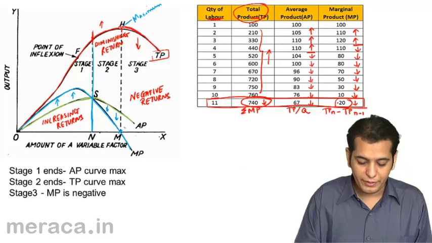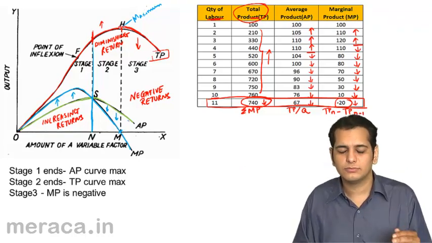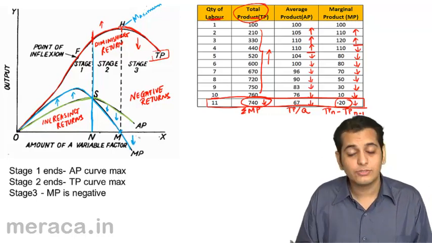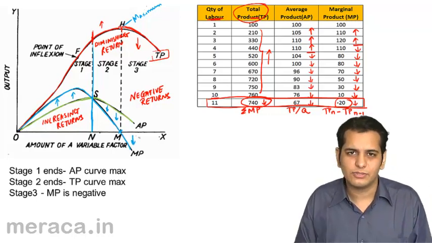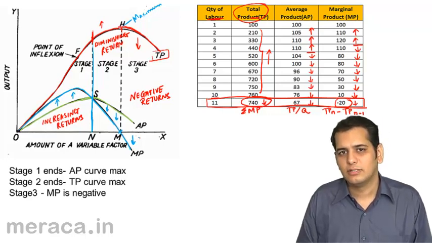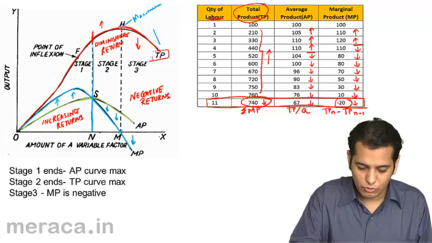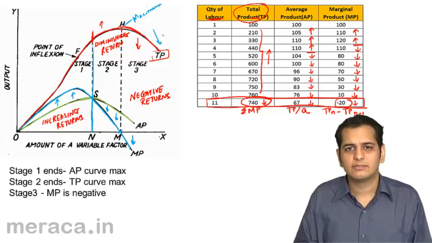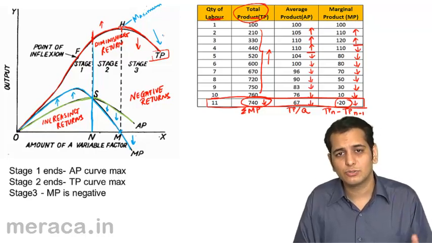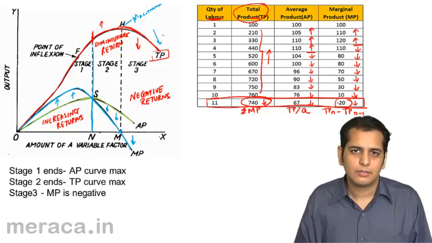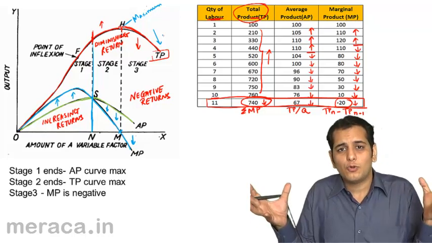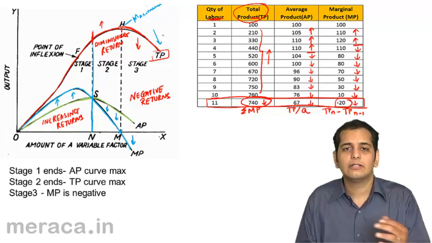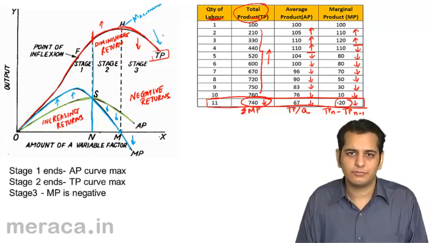But after this point, since the marginal product curve becomes negative, it is beyond or below the x-axis, what happens is the total product curve starts to fall. It starts to decrease. It starts to decline. Now what happens is the total amount of production that we had, it also decreases. It depletes. It vanishes away.